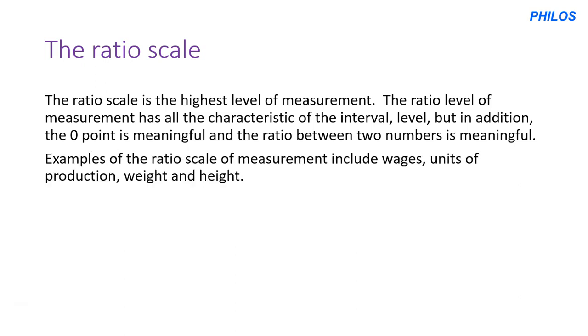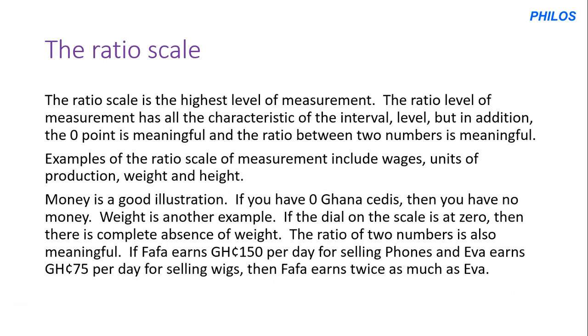Wages. If your wage is 0, it means you earn nothing. Or unit of production. If your unit of production is 0, it means you produce nothing. Or if weight is 0, it means the thing is weightless. Money is a good illustration. If you have 0 Ghana cedis, then you have no money. But if you have 0 degrees, it does not mean there is no temperature under interval. Do you get it?